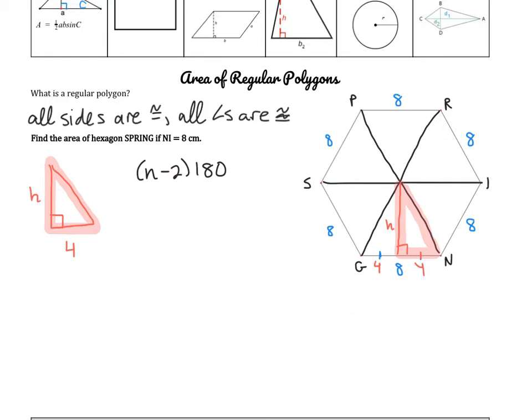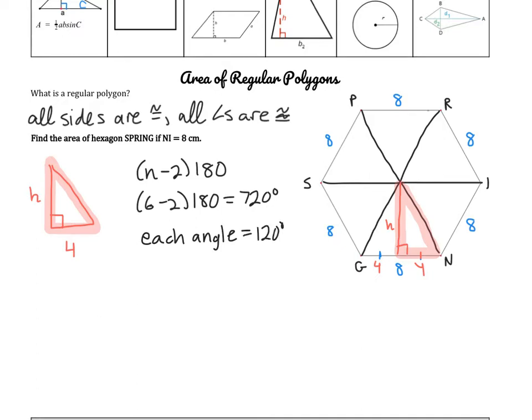So this is a hexagon, so it has 6 sides. So we do (6 minus 2) times 180. So the total sum of the angles is going to be 720. So to find one individual angle, we just do 720 and divide it by 6. So each angle is going to be 120 degrees.